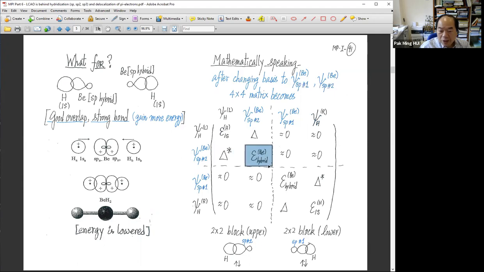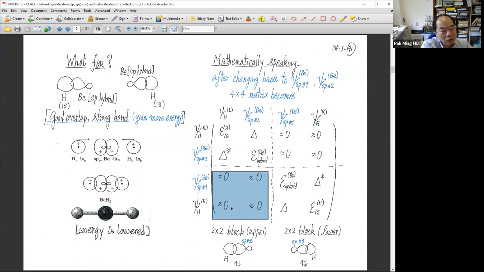And this energy should be different from the beryllium 2s and beryllium 2p. We have to calculate that. We can calculate that after we know the linear combination. Okay? Now here's the main point. The hybridized number 2 will form a good bond with the left hydrogen. The hybridized number 1 will form a good bond with the right hydrogen.